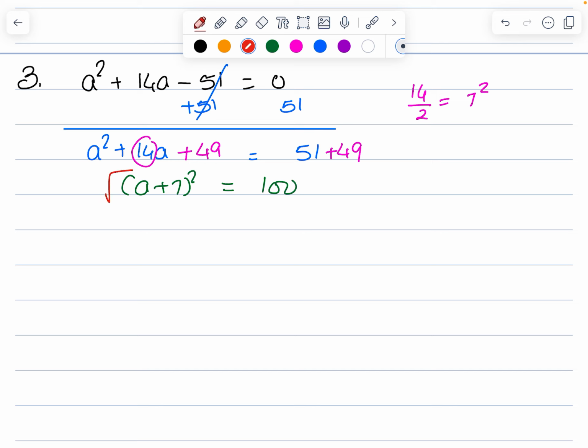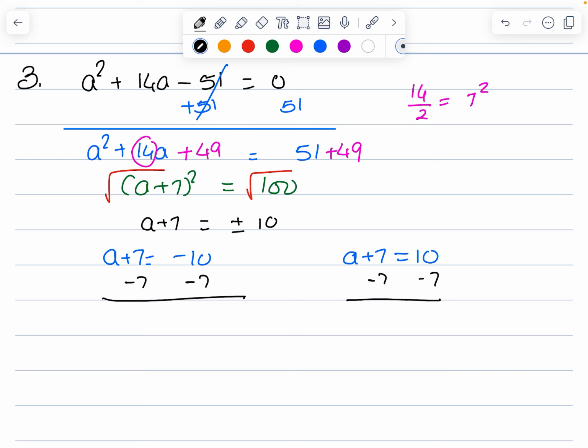Then I take the square root on both sides. So what do I get? A plus 7 equals plus or minus 10. So the first time I'm going to take negative 10 and the next time I'm going to take positive 10. Then negative 7 on either side.